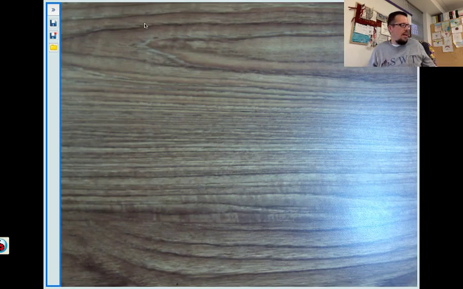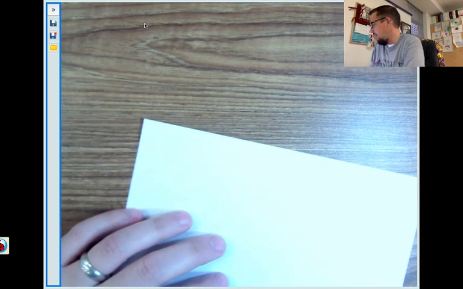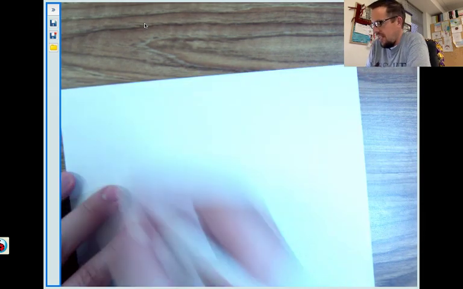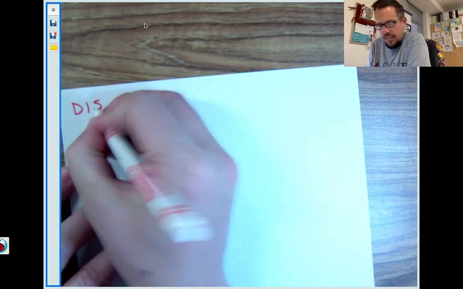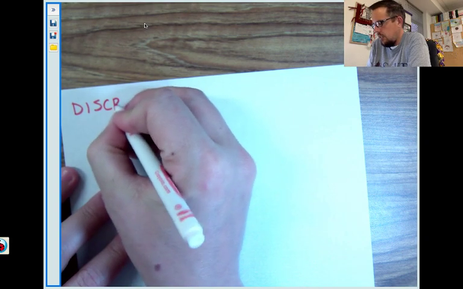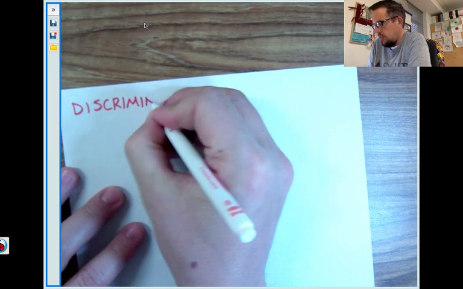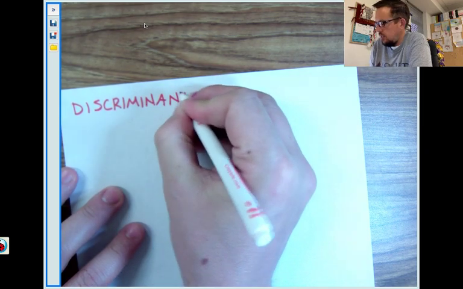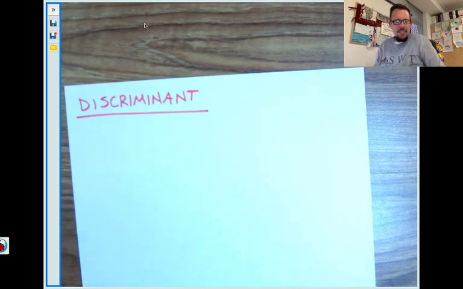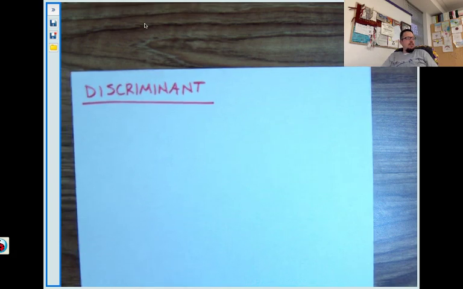This is such an important idea that we even came up with a special name for it that you need to pronounce carefully. It's called the discriminant. The discriminant, not discriminate.